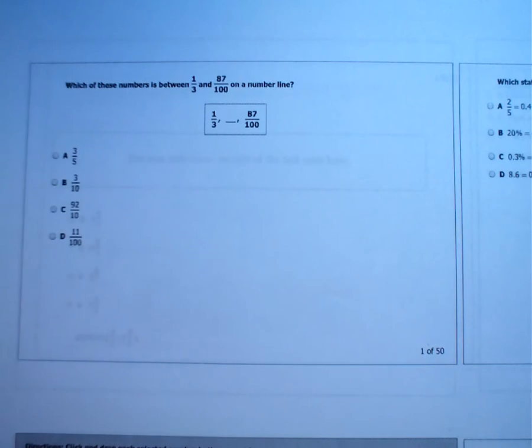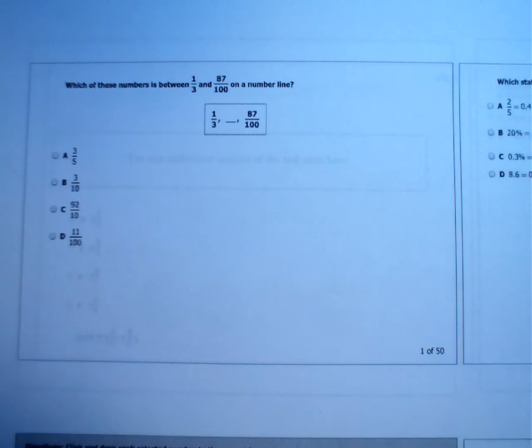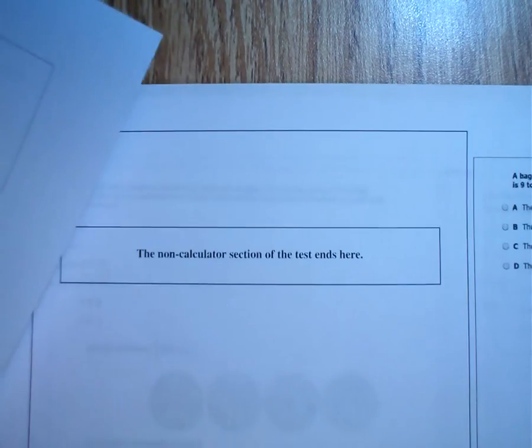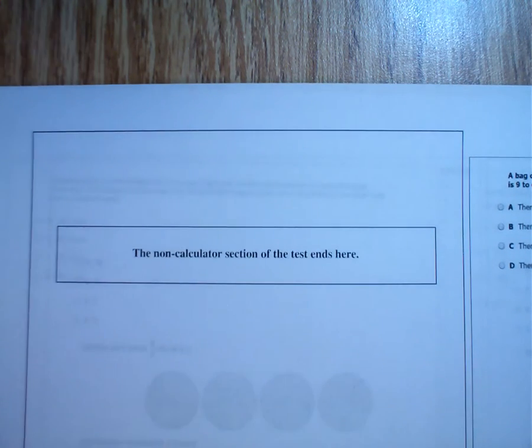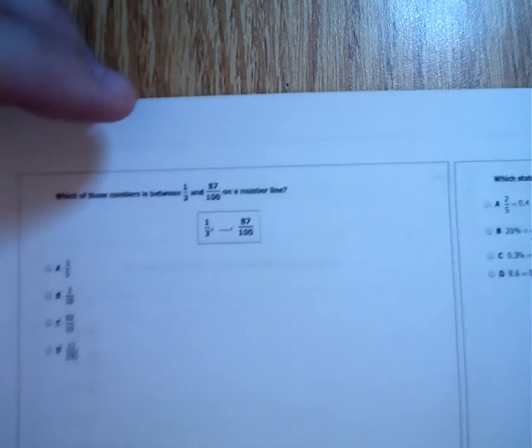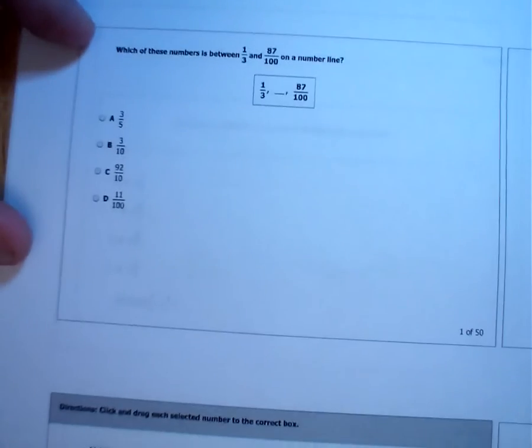All right, so number one, which of these numbers is between 1/3 and 87 hundredths? All right, 1/3 and 87 hundredths. Now, everything here is non-calculator. If you look, we don't get to the calculator section until after number 7. So number 7 is the last one that's non-calculator. So we're going to try to do this without calculators, and here we go.